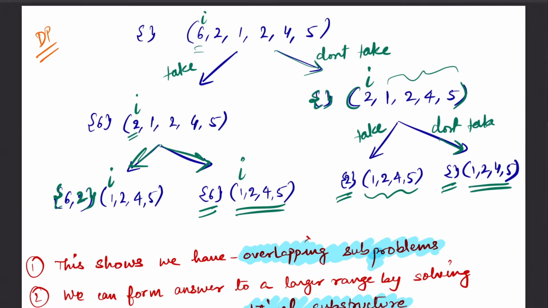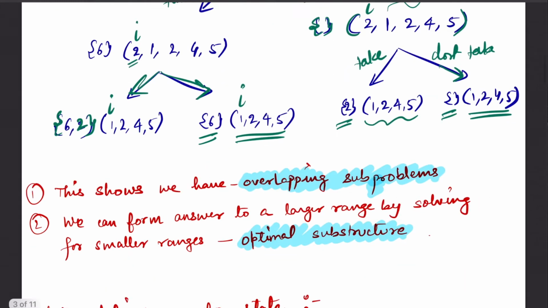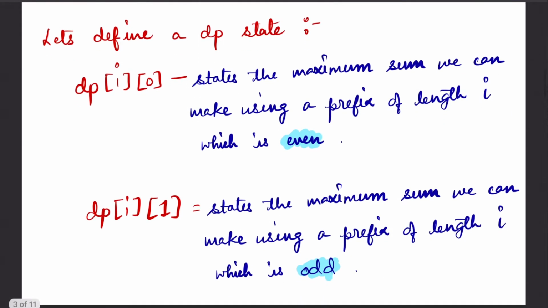Next, we are solving for a smaller range and using that we are getting the answer for the larger range. That means we have optimal substructure as well. So now that we know we have both overlapping subproblems and optimal substructure, we definitely know that we can solve it using dynamic programming. Let's see the DP states now.